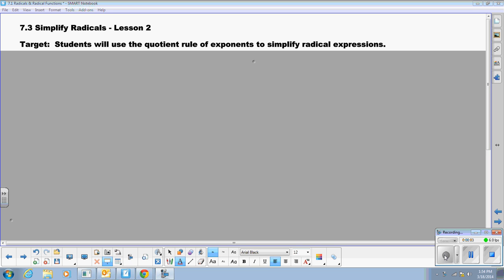7.3, Lesson 2 on simplifying radicals. In Lesson 1, we were using what we called the product rule of exponents to simplify radicals. Lesson 2 now will be the opposite. It will be the quotient rule. So this should be a fairly short video. I don't have as many examples in this one.